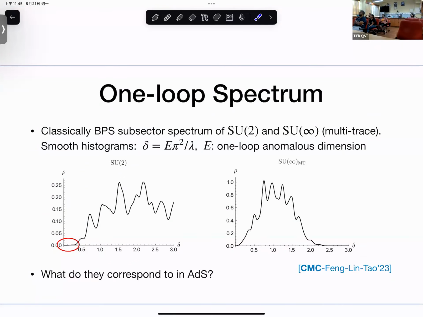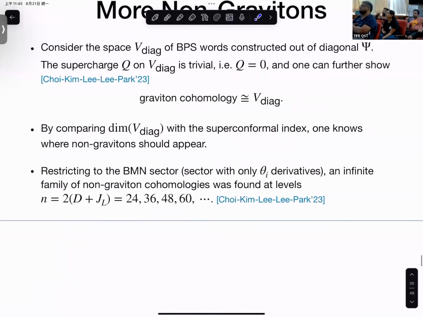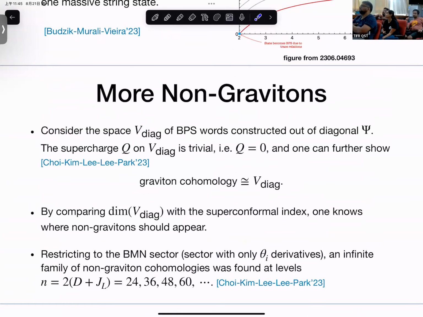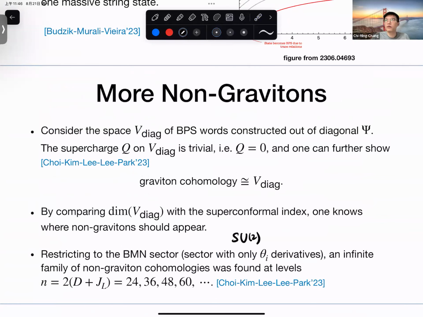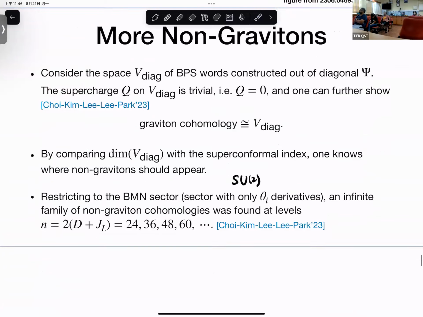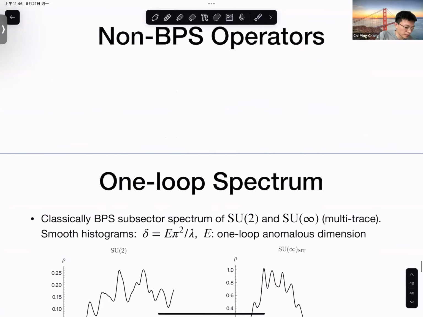These non-graviton cohomologies, these non-graviton states, are they for all N, or some particular N? Oh, they are SU(2). Sorry, also SU(2). So far, no SU(3) or higher non-graviton cohomology has been found. That is a very important thing that we are trying to do in the future.